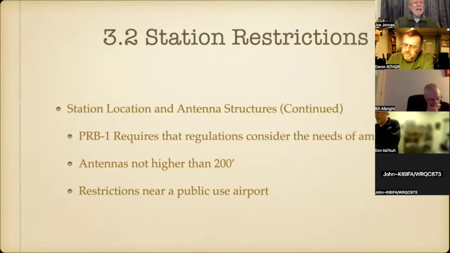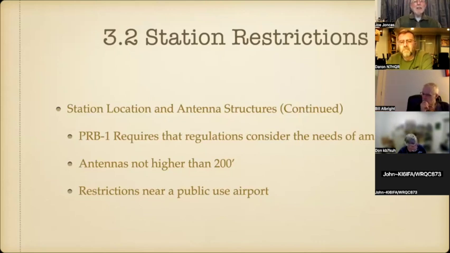You can apply and get permission to, but you have to put lights on it and do all kinds of things. And there are restrictions near a public airport. So there is information that tells you how high you can go. Generally speaking, you can go up to 20 feet above any of the trees, not mountains, but buildings and structures that have been put in.